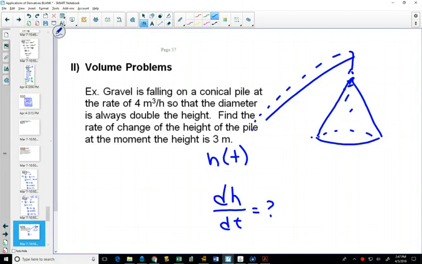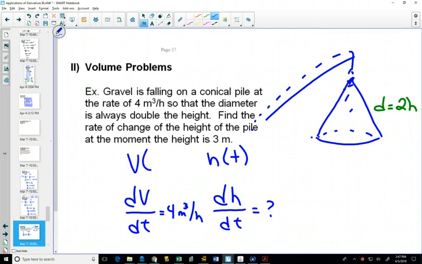We're told in this situation that our diameter is always double our height. So our diameter is always 2 times our height for our cone. And we're given that it's falling at 4 meters cubed per hour. What rate is that? Well, it's a volume question. Four meters cubed per hour is the change in volume with respect to time. That's telling us also that volume is a function of time.